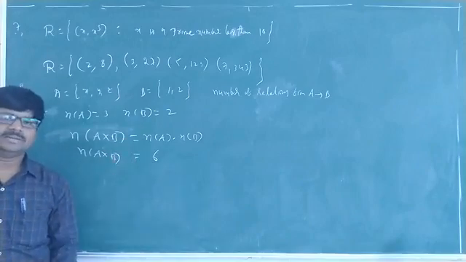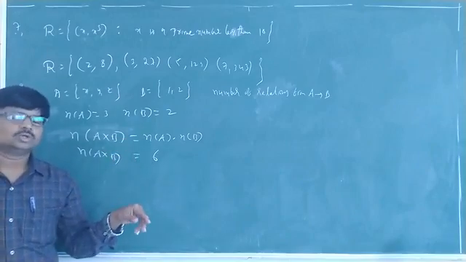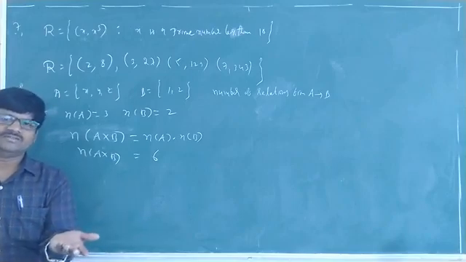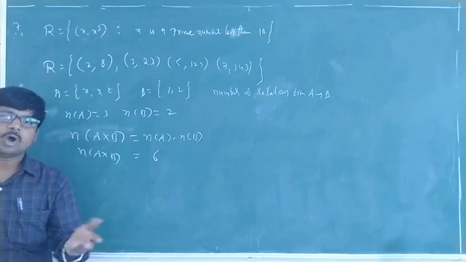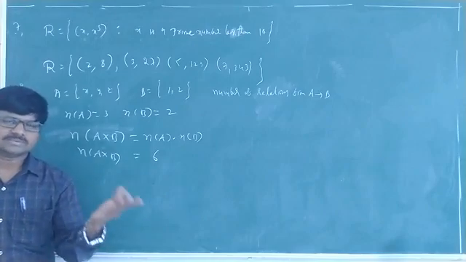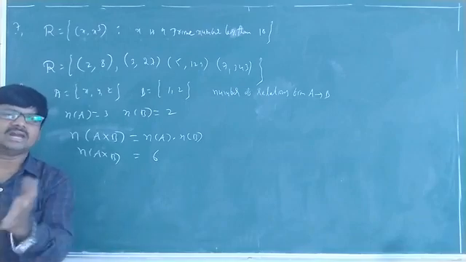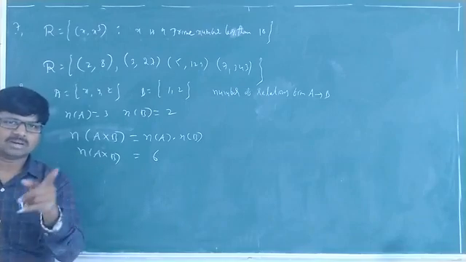Then how many subsets will be there? 2 power 6 subsets will be there. Every subset is a relation only. So how many relations will be there? Number of subsets is equal to number of relations.